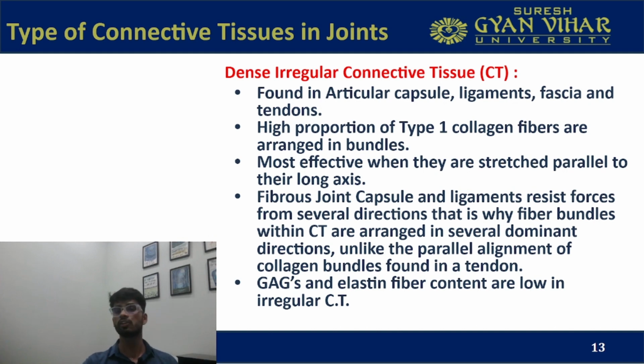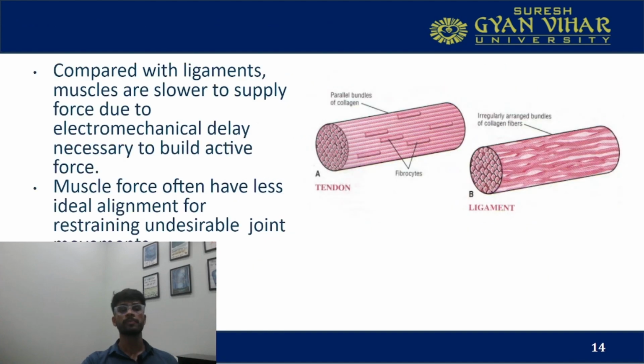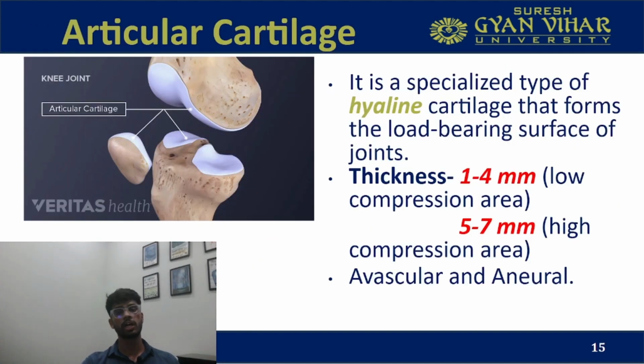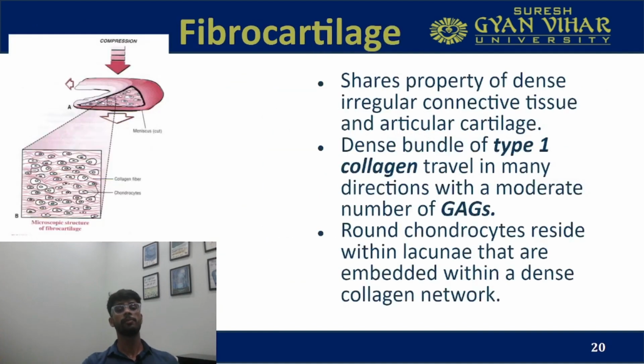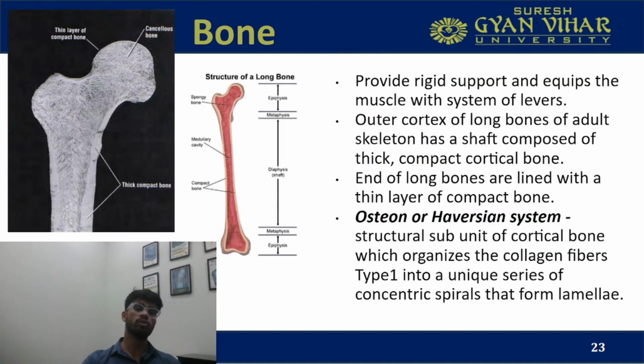First is dense irregular connective tissue, which is present in ligaments, fascia, and articular capsules. Then we saw the articular cartilage and how it gives shock absorption capacity. Then we saw the fibrocartilage, how it is useful by giving shock absorption and also by giving resistance to force coming from outside. Then we saw the bone at last.